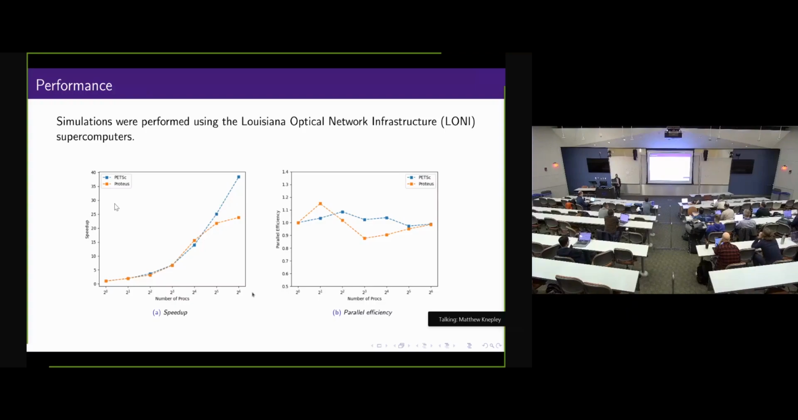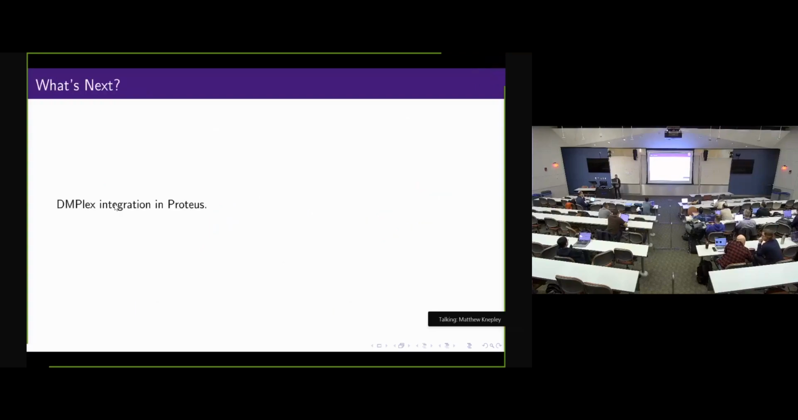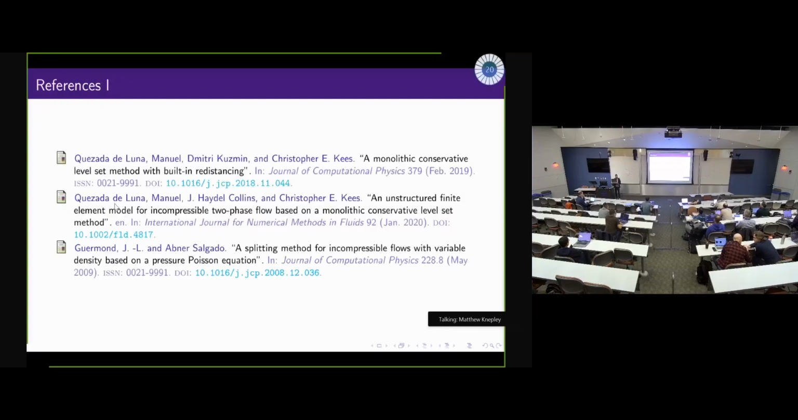Currently we only have up to 64 processors. We want to run more, but we are having some issues with the mesh distribution. We are trying to figure it out, but so far it's pretty good. And what I want to do next is we are interested in adding DMPlex in Proteus to handle meshes, so that we can use all the DMPlex options from the command line. But it was a pretty short talk. Right, so that was it.